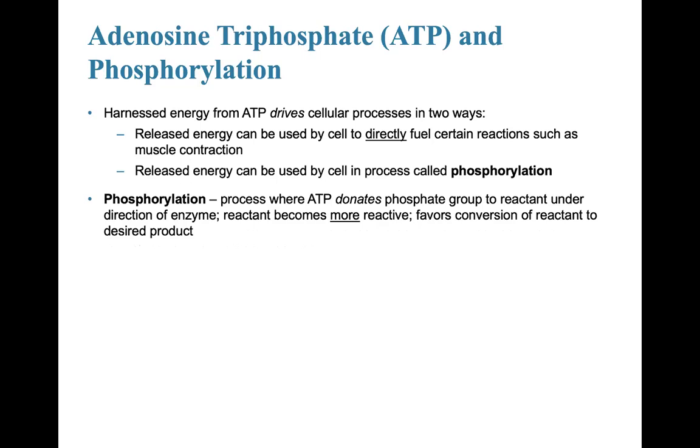Now, phosphorylation is a process in which ATP donates a phosphate group to a reactant under the direction of an enzyme. The reactants become more reactive, and it favors the conversion of the reactant to the desired product. So essentially, you can put a phosphate on a molecule, and that could activate something. It could deactivate something. It could change the structure of the molecule, which could cause it to do various functions within a cell.